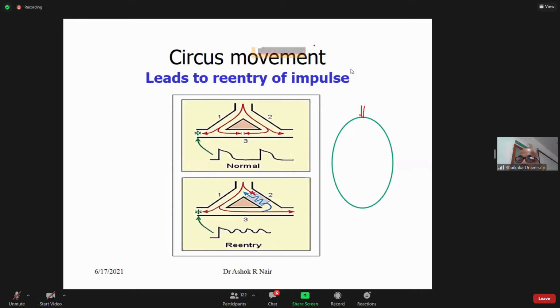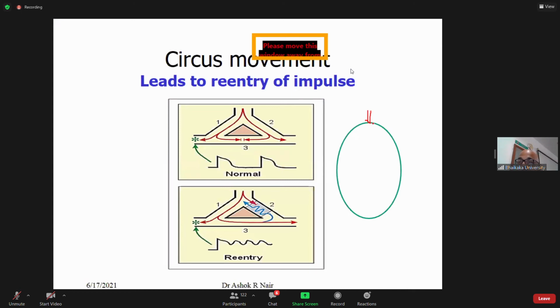Are you there? Let's say you have stimulated this muscle here and the depolarization is spreading in this direction. It will come back to this point, but it is not able to enter again. Why? In the absolute refractory period. Because this region is in the absolute refractory period, it cannot enter.